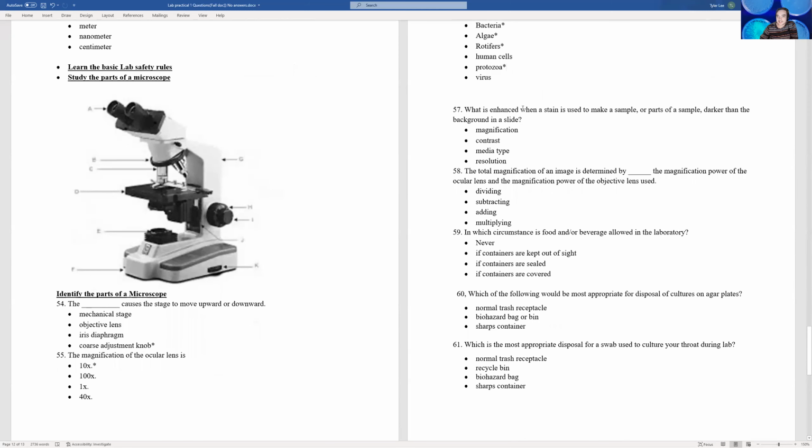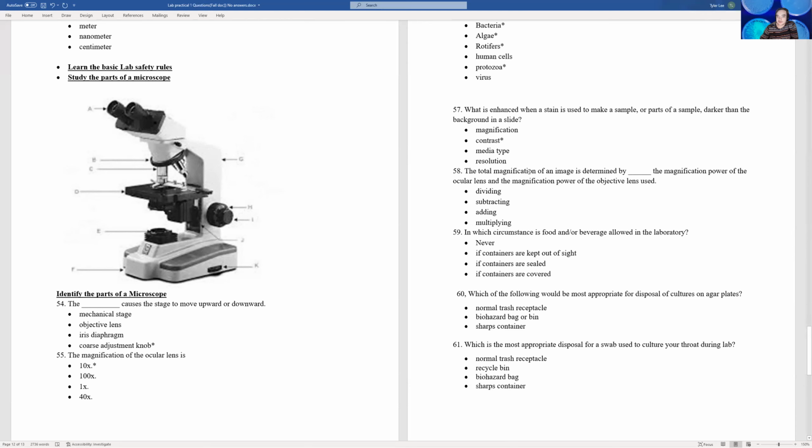What is enhanced when a stain is used to make a sample or parts of a sample darker than the background on the slide? So let's go through these right here. Magnification, that is how large something is. So that is not going to be enhanced by staining something. Contrast is the difference between various structures as far as color goes too. So if you're staining something a darker color than other parts of it, then you are increasing the contrast. Media type, that's not going to change. And then resolution is how much detail you can see. So that's not it either. It's definitely going to be contrast.